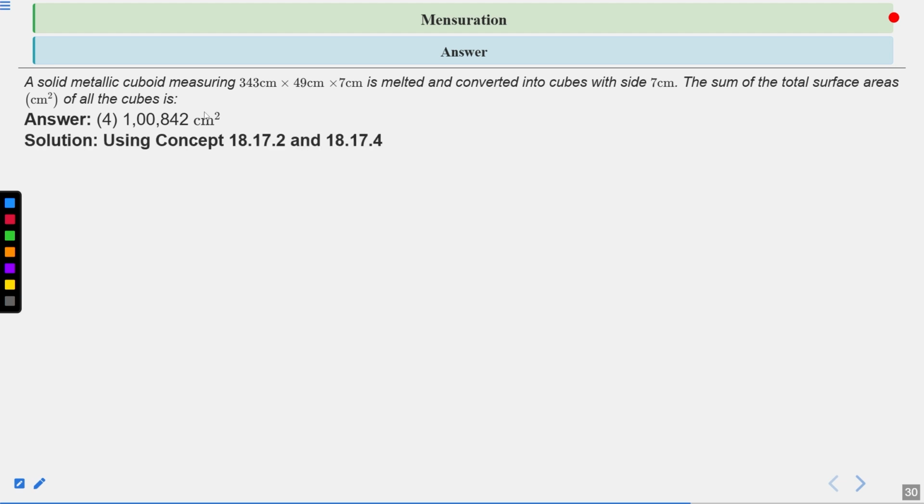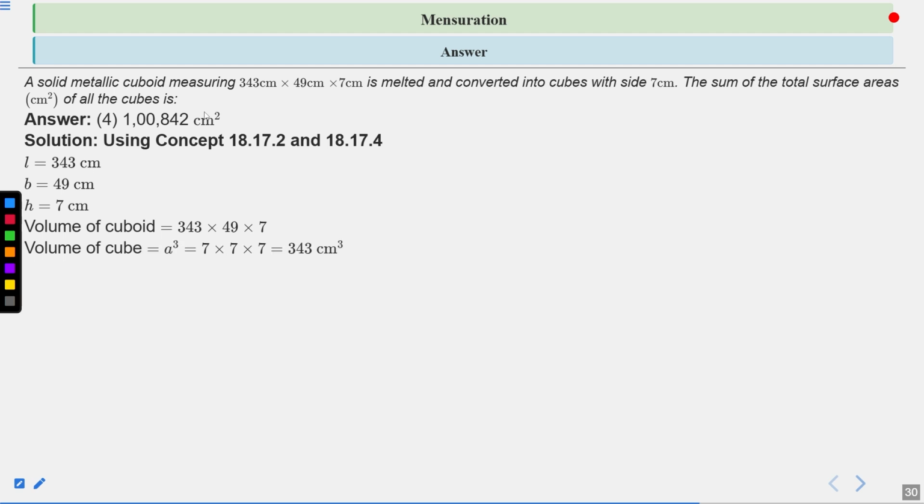Now see the detailed solution using concept 18.17.2 and 18.7.4 in this question. So we get L equals to 343 centimeter, B equals to 49 centimeter, and H equals to 7 centimeter. So the volume of the cuboid becomes 343 into 49 into 7. So volume of the cube will become a cube, which is given as 7 centimeters. So 7 into 7 into 7 we got 343 cubic centimeter.